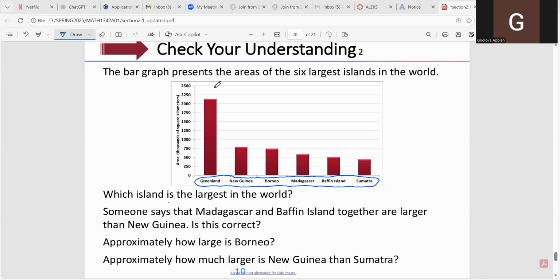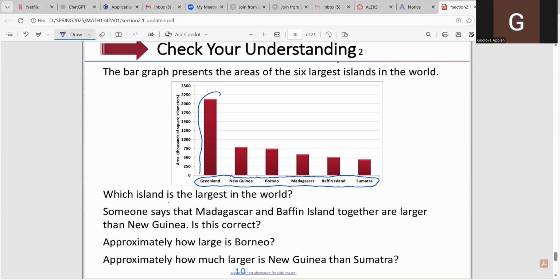So if you look at Greenland, as you can see, the rectangle that corresponds to Greenland has the largest height. That is the tallest rectangle. So that means the frequency for this category is going to be the largest amongst all frequencies. So therefore, that is going to make this island the largest in the world. So the largest island is going to be Greenland. So this is very easy to see from the bar graph.